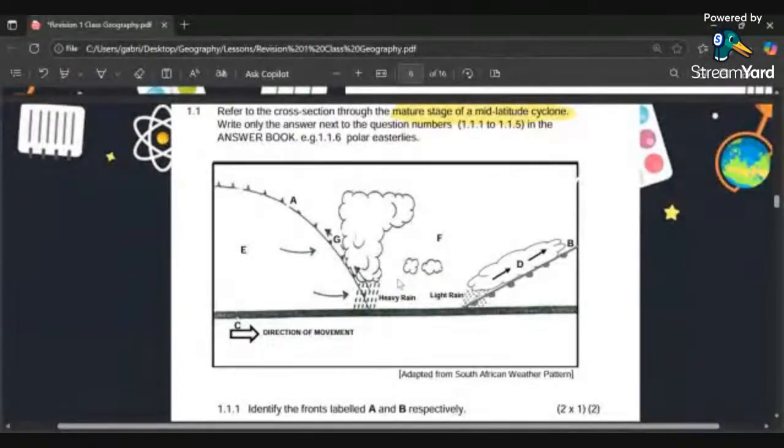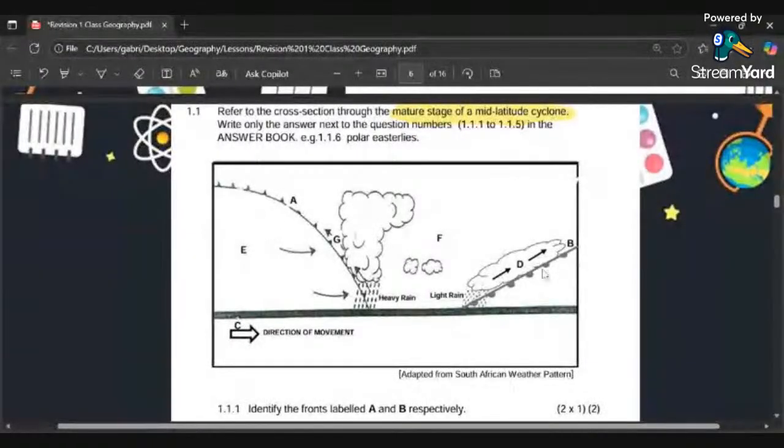And then D is the type of clouds. Remember, both fronts will have precipitation, but it is different for each front. In the cold front, you will have the heavy precipitation, which results from these cumulonimbus clouds that we see here, which we will label later. And then for the warm front, which is D, these are your nimbostratus clouds. These are the types of clouds you would see in both the cold front and the warm front.